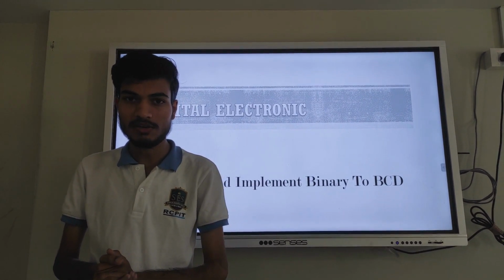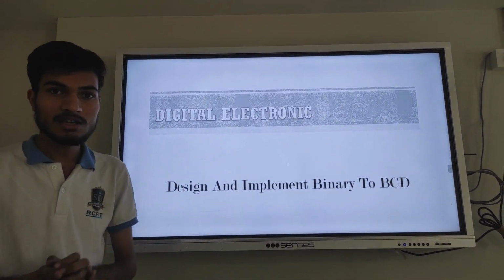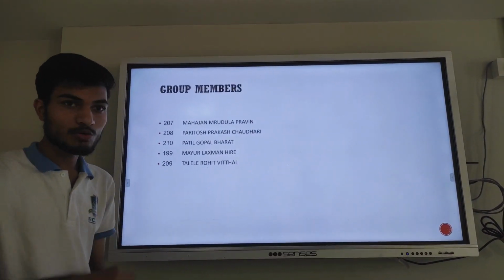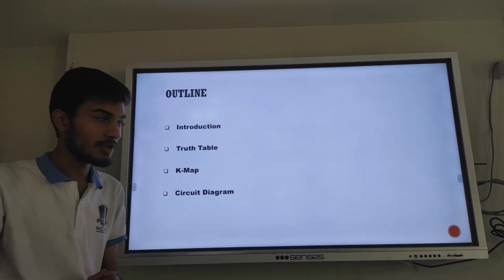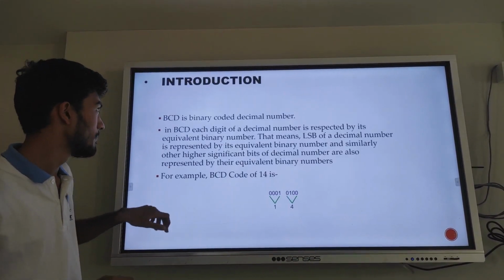Today's TA3 activity for the digital electronics topic is design and implementation of binary to BCD. These are the group members' names. Today's outline will be introduction, truth table, K-map and circuit diagram.